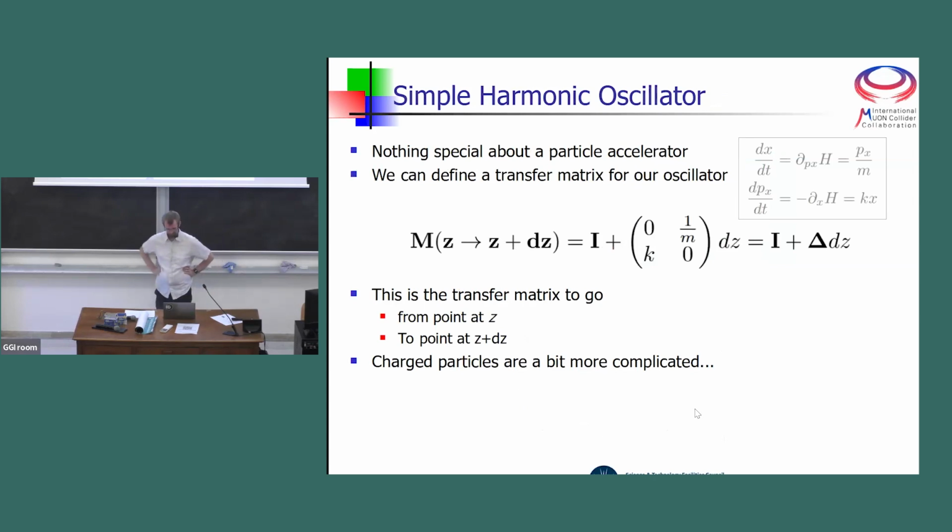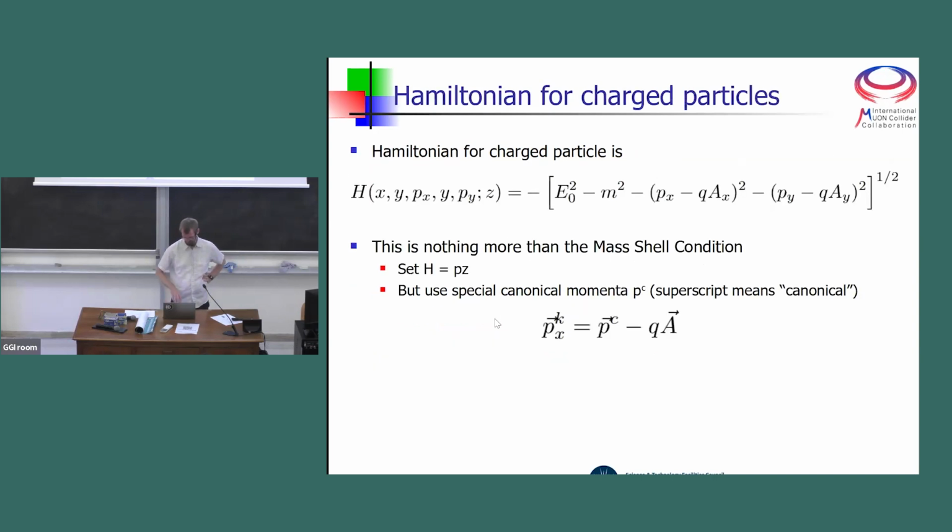Right. Okay. So as I say, there's nothing special about a particle accelerator, and we can define the transfer matrix for our oscillator just using these formulae here. The position at time t plus dt, or z plus dz, is equal to the identity matrix plus these derivatives, these things up here, times dz. This just comes from the definition of the derivative. And this is the transfer matrix which takes us from a point at z to a point at z plus dz. Okay, charged particles are a bit more complicated.